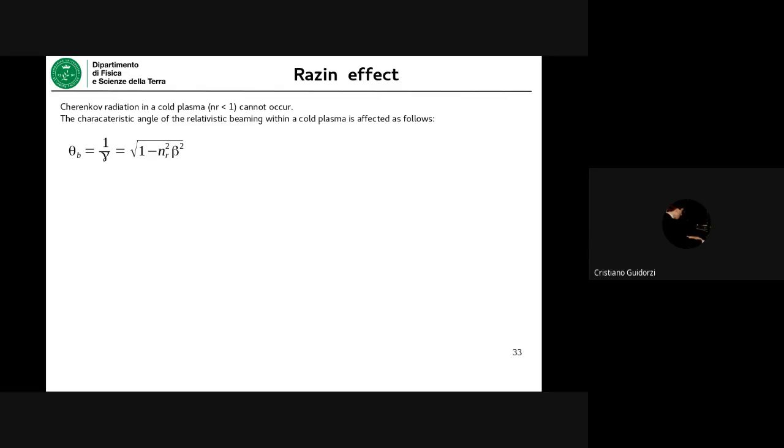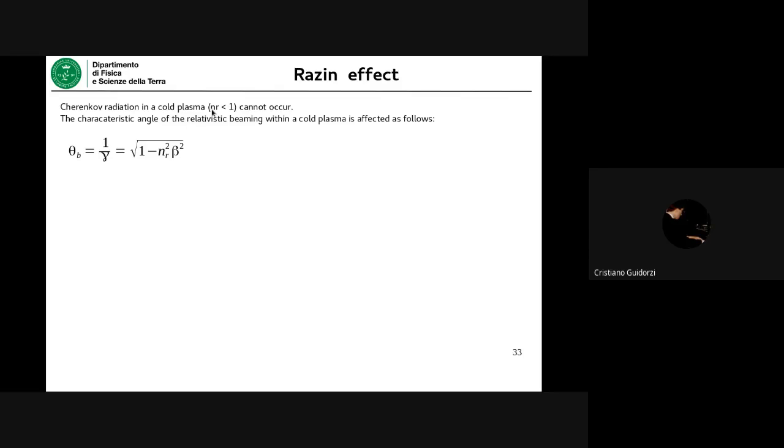Well, in that case, again, let's see the impact of a different speed of light in the medium, in this case in the plasma. The phase velocity now, again like before, is c over n_r, so n just shows up in the denominator. The relativistic beaming angle, if you remember, is 1 over gamma, which becomes interesting when this angle becomes pretty small, because it means you have a lot of radiation concentrated along a narrow cone. So let's see how this is affected in the presence of a cold plasma.